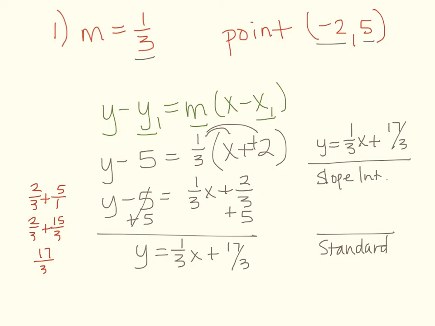Now I also need to write it in standard. To write it in standard, what we need to do is take this x and move it over with the y. So take this entire x and move it over with the y. Well, that happens to be a positive 1/3 x, and to move it, I'm going to subtract a 1/3 x. So to write this in standard form, we want to write the x first, so I've got a negative 1/3 x. I've got a positive y, and it equals 17/3. So that's my standard form. Here's my slope-intercept form. Here's my standard form.